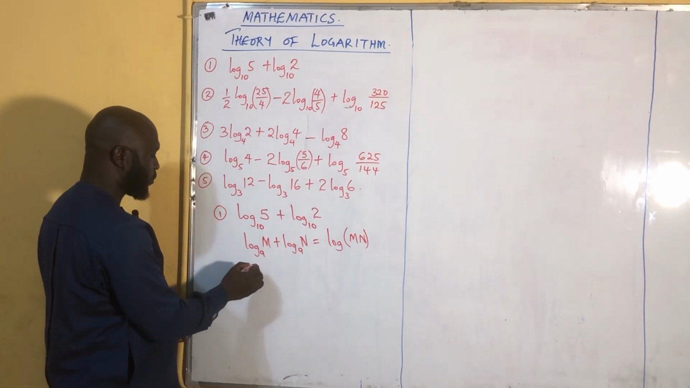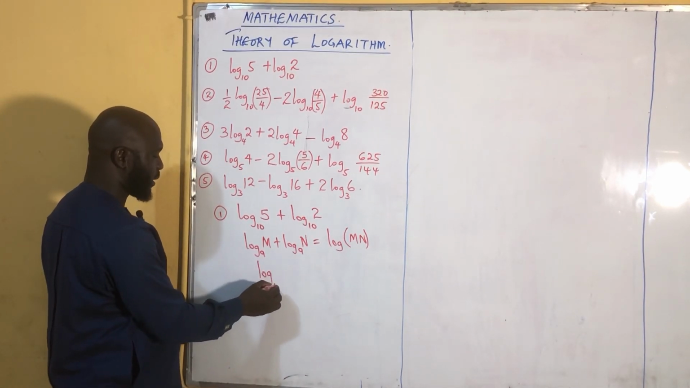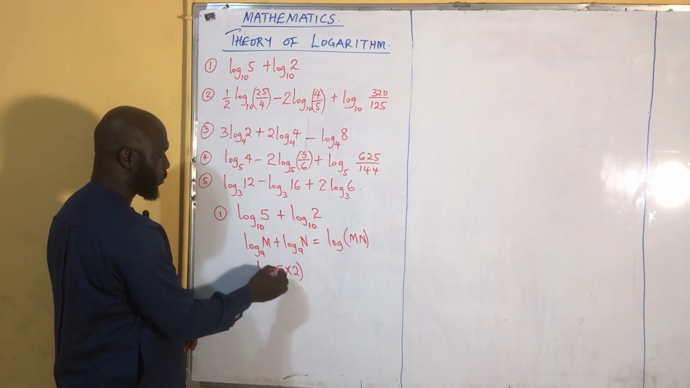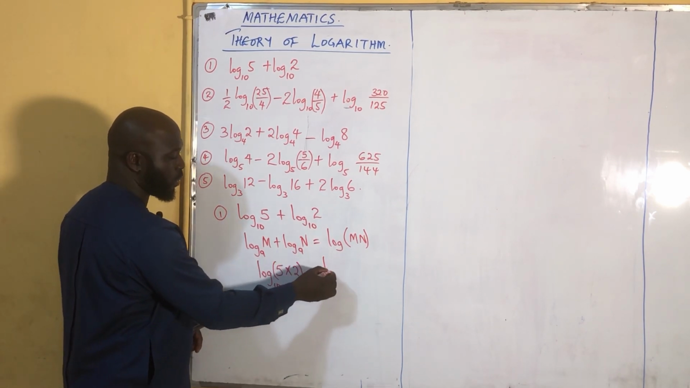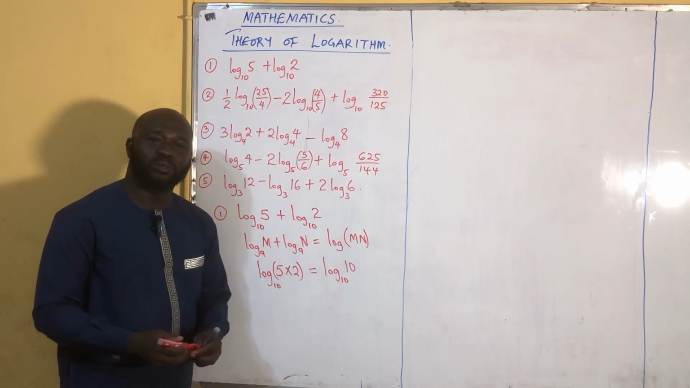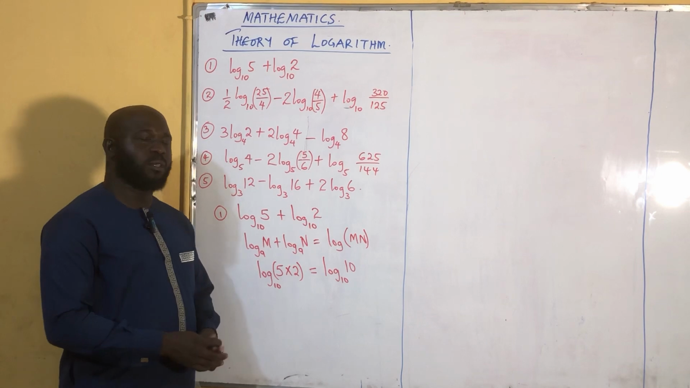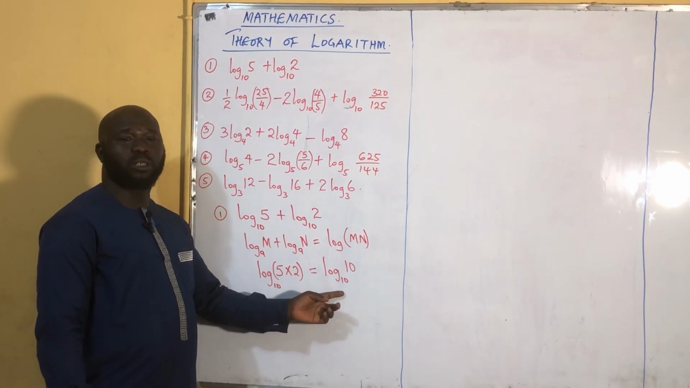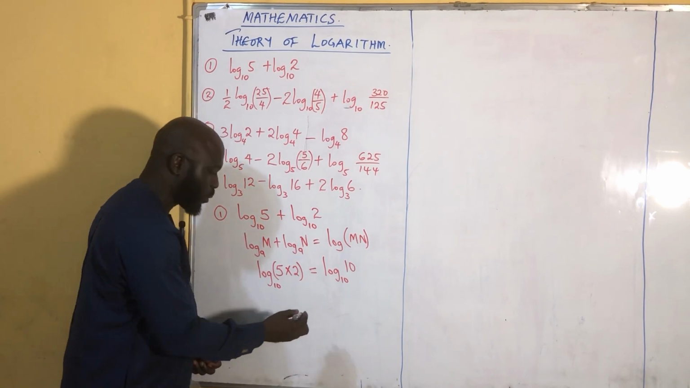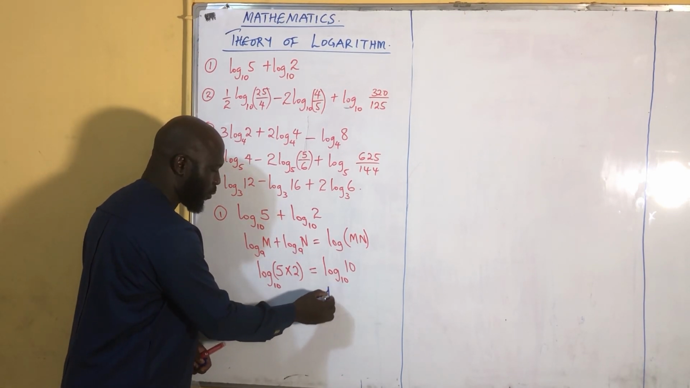So we have logarithm to base 10 of 5 times 2, which is equal to logarithm in base 10 of 10. Don't forget from our previous lessons as well that whenever we have logarithm to the same base and the same number, the answer is going to be what? 1.